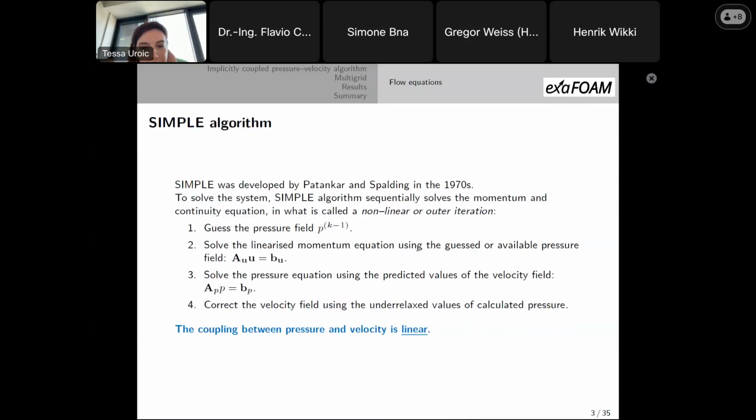So, the SIMPLE algorithm, 1970s, decoupling the pressure and the velocity. We need to under-relax the pressure field in order to make the convergence of the algorithm stable. However, the nature of the coupling between pressure and velocity is linear. And the idea of the implicit coupling, so putting everything in a single linear system, is to preserve this coupling in a single linear system. Next slide, please.